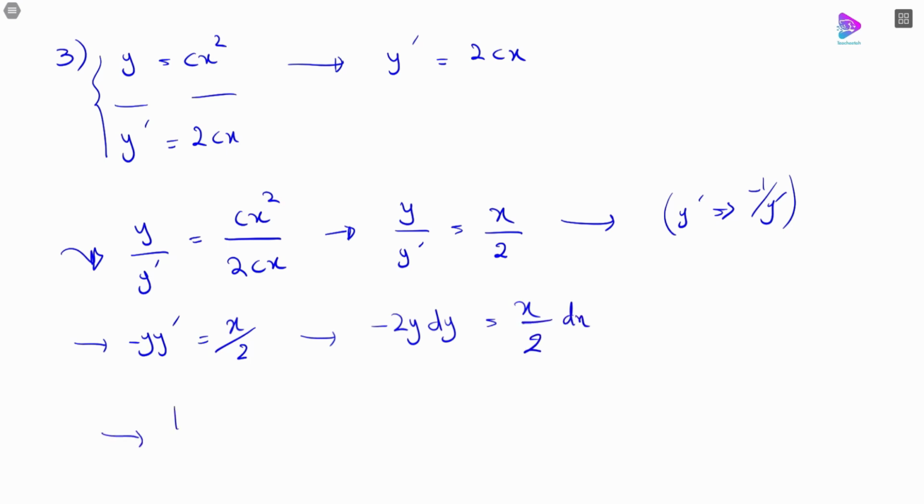Solving this will give us the equation of 1 over 2 x squared plus y squared equal to c. And that's how we're going to solve this equation. Let's take a look at a more complicated example.